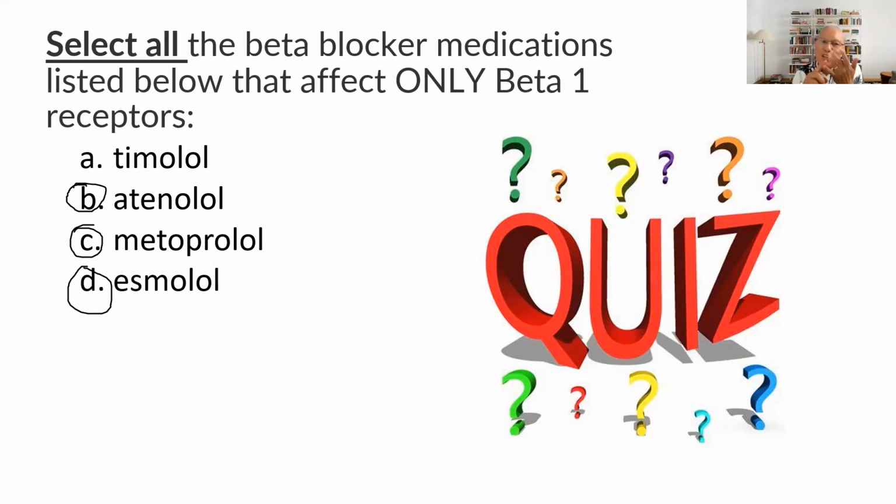All right, so we finished ACE inhibitors. We finished angiotensin receptor blockers. We finished beta blockers, and now we're going to talk about calcium channel blockers. And this is going to be the last part of our presentation today.